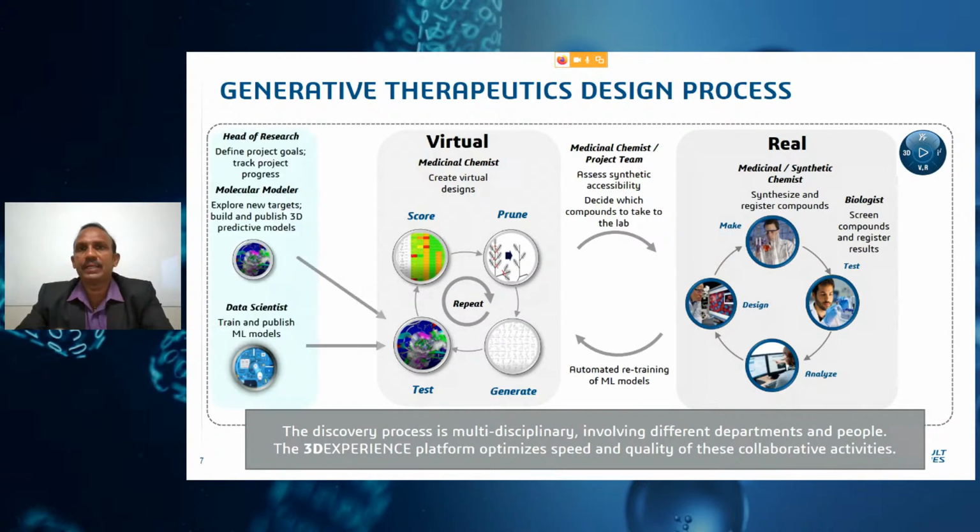Then it goes back to the virtual part where an enumeration is done on that particular compound, and you get a series of compounds that are available, and those compounds would go on to become an ideal candidate for that disease condition. So who are the people involved in this? It's not one set of people which we are targeting. We are targeting people from head of research, from molecular modelers to data scientists who have a capability to use this generative therapeutics design.